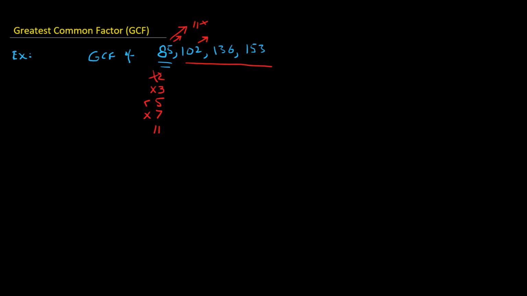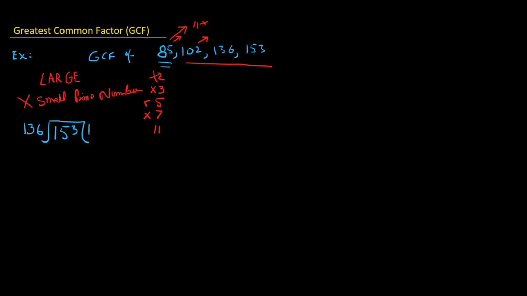So in this type of large numbers and kind of hostile numbers, which are not divisible by small prime numbers, then we use another approach, which I am explaining now. So what we do in this case is, we divide the largest number, 153 in this case, with the second largest number, which is 136.